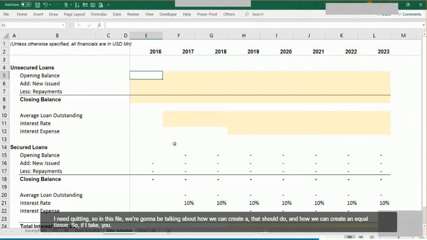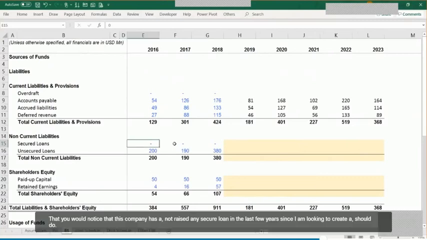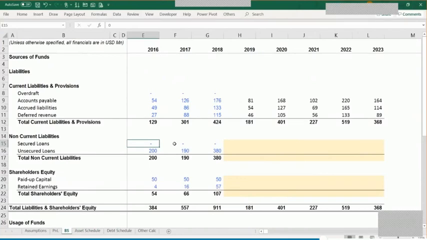If I take you to the balance sheet of this company, you would notice that this company has not raised any secured loan in the last 3 years. Still, I am going to create a schedule for the secured loan as well, so that there is a placeholder available in the financial model, and anybody who would like to take an assumption of raising a fresh loan in future, that should be easily available in our financial model.